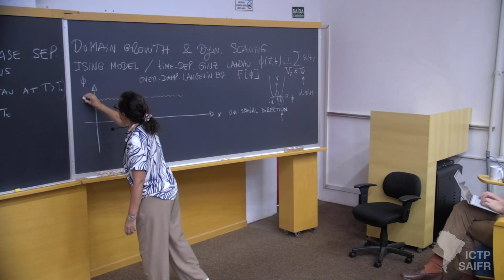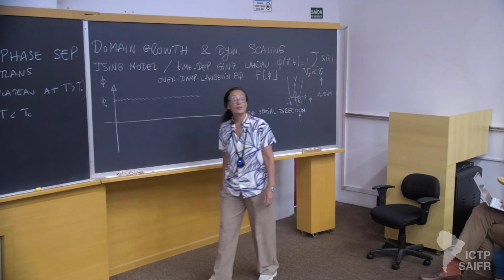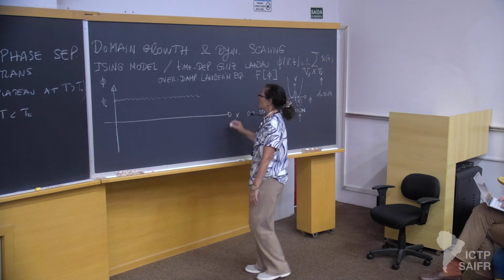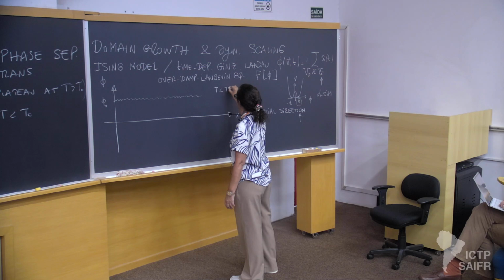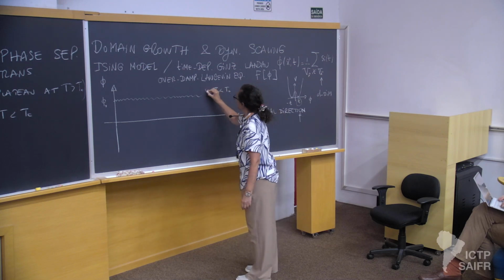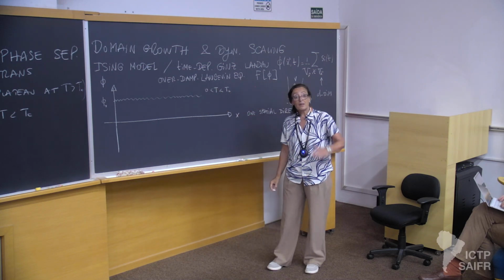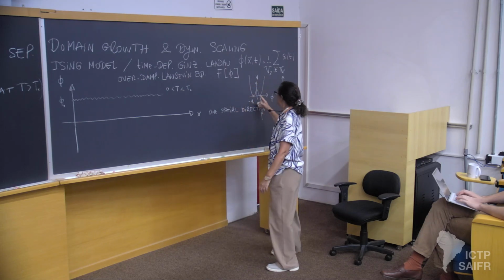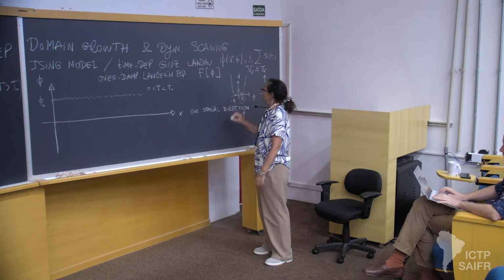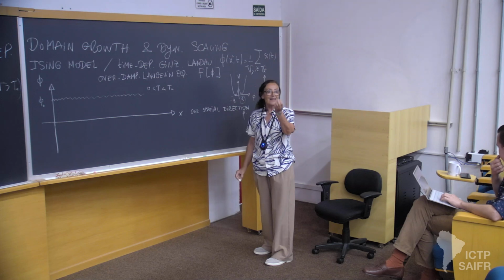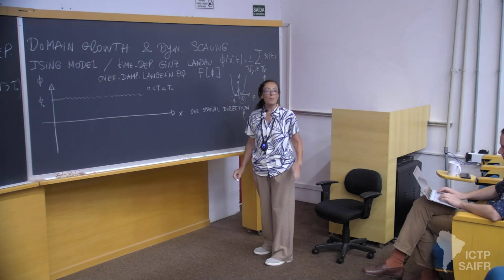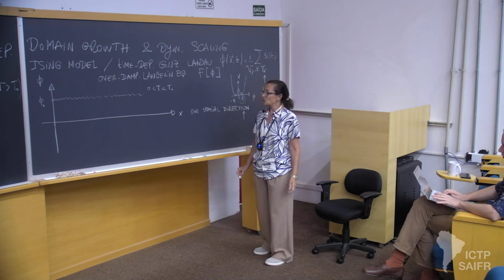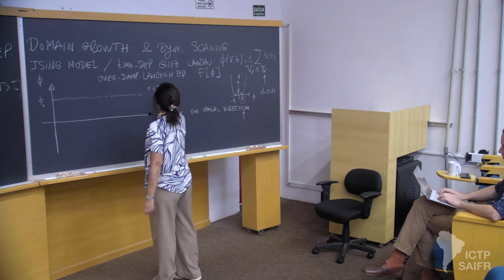The average of this line is phi naught, but there are some fluctuations because I'm at temperature below Tc, and this temperature is larger than 0. If temperature were 0, it would be flat. But since there is some temperature, I have fluctuations here, a little bit like the particle in the harmonic potential that I was telling you about. These are thermal fluctuations.